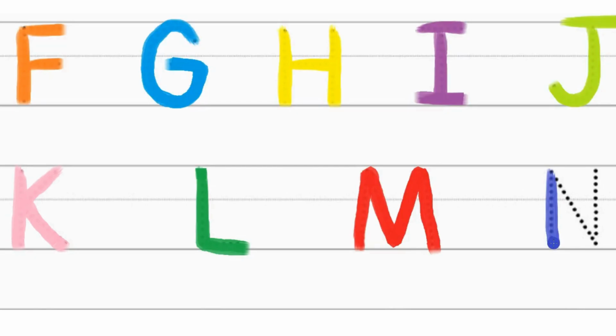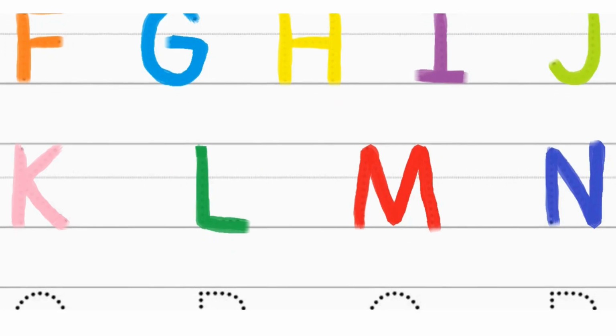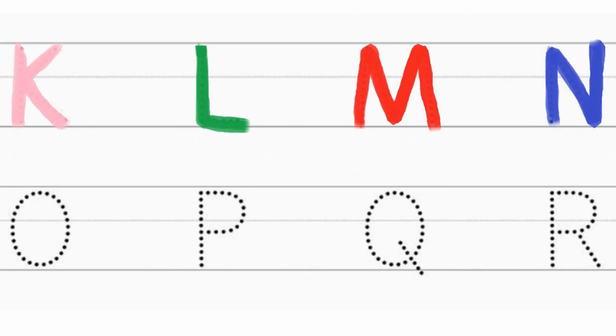Let's write N now. Make a circle and O is ready. P is like a half B. Let's write that also.